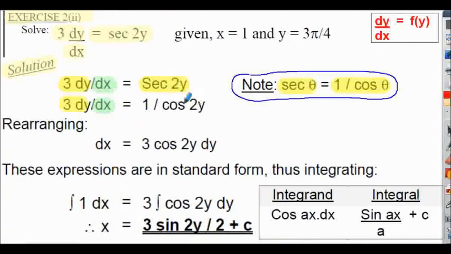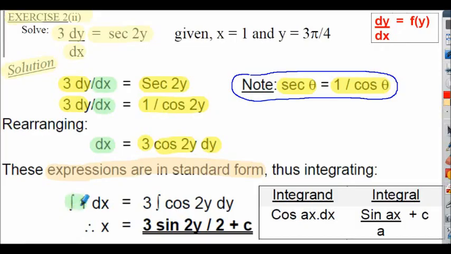So we can rewrite the right hand side of our equation. Instead of sec 2y, it's 1 upon cos 2y. Now rearranging on the next line, I multiply both sides by dx, and I multiply both sides by cos 2y. So writing dx on the left hand side of the equation, in this case that's equal to 3 cos 2y dy. Both the left hand and right hand expressions are in standard form.